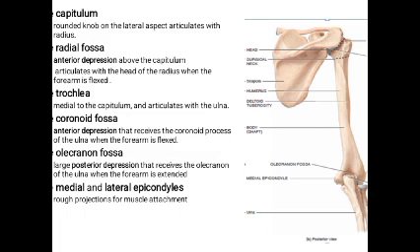The olecranon fossa, a large posterior depression, receives the olecranon of the ulna when the forearm is extended. The medial and lateral epicondyles are rough projections for muscle attachment.